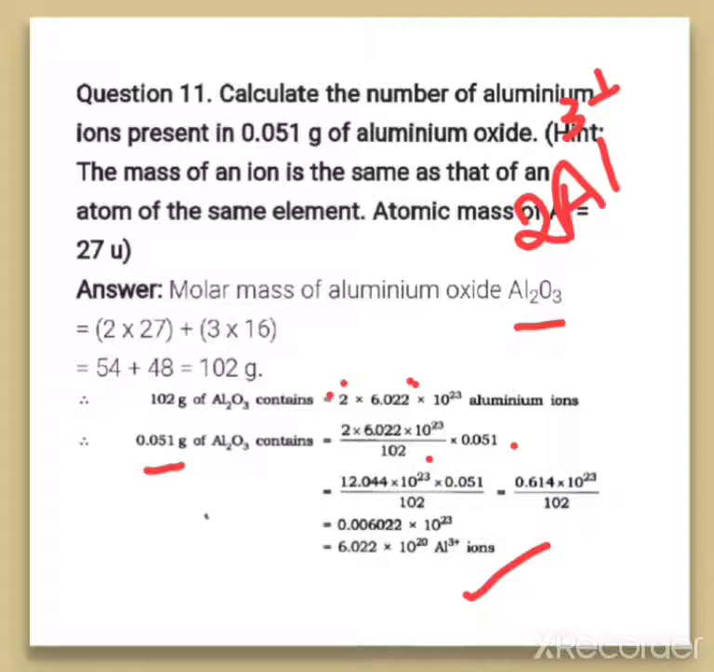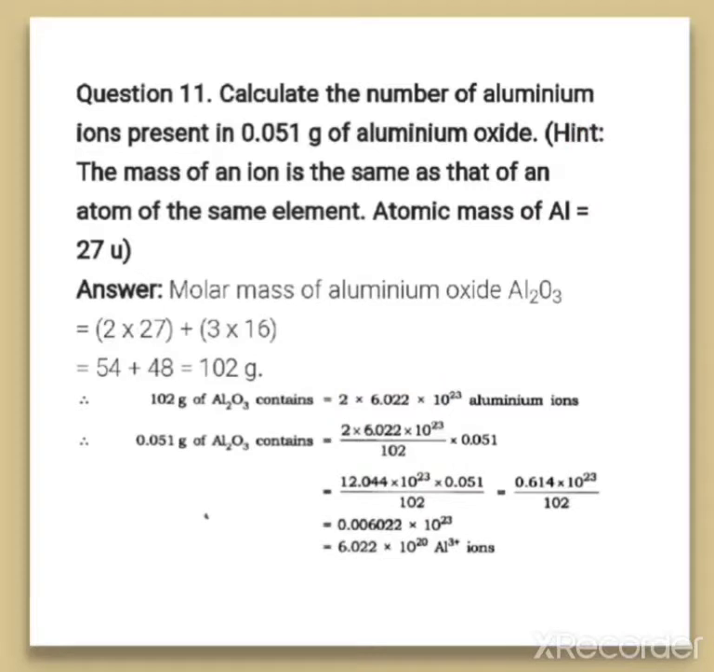So this is the case where we use the formula to find the number of aluminium ions. Since a single aluminium oxide has 2 aluminium ions, we multiply with 2 here. We are finding this in the same manner as we did for the previous problem. So this is all about the important problems related to the mole concept in this chapter. Thank you.